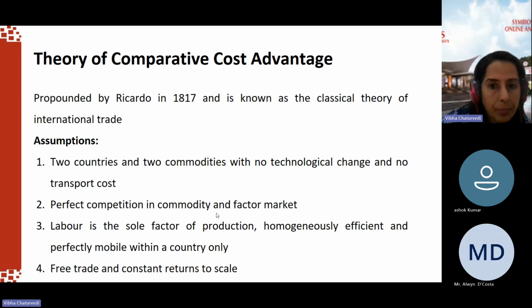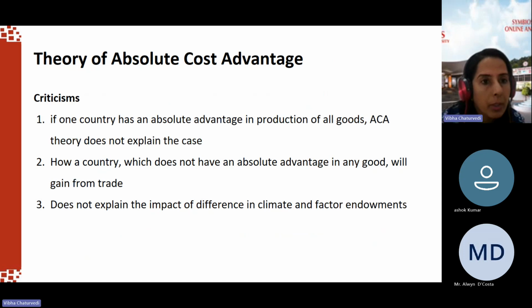I'll proceed. All right. So in the previous session, this is what we did. We did the theory of absolute cost advantage. We were trying to understand the various theories of international trade, which means the principles or the essence of why trade happens.